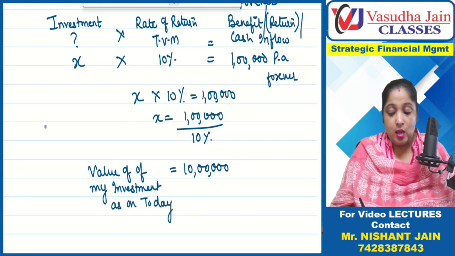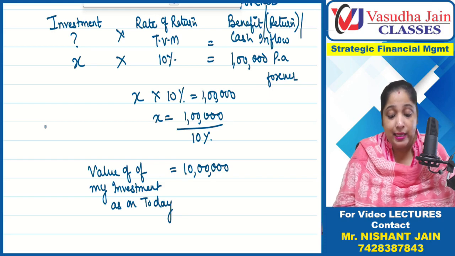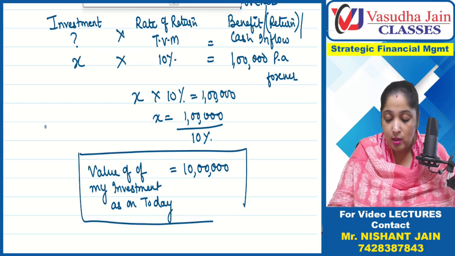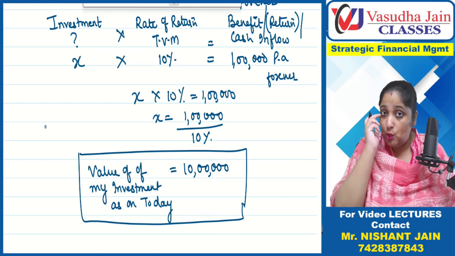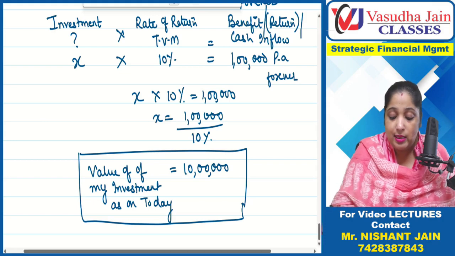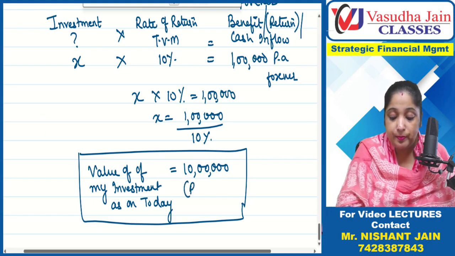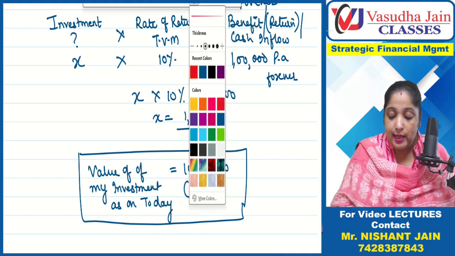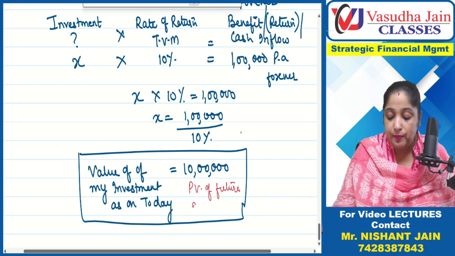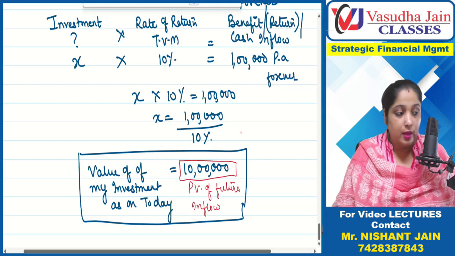So can I find the present value? This is what I am trying to find out. This 10 lakh is the value of investment today. This investment I have to make today. So can I say this is the present value of future inflows? This is the present value, correct?